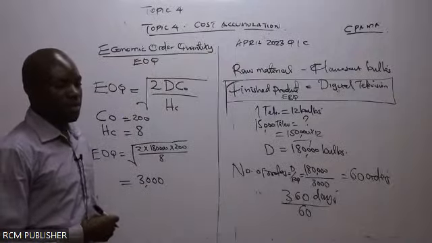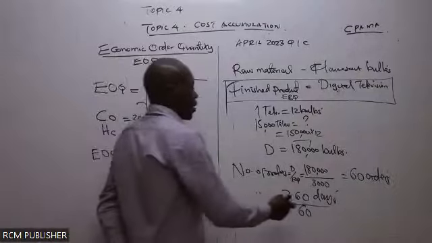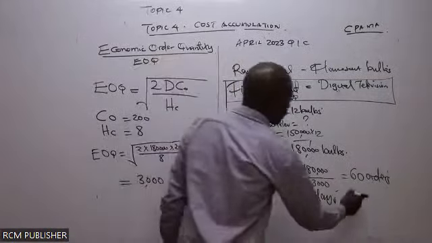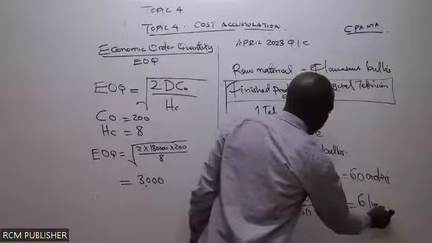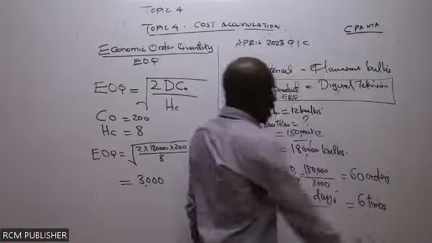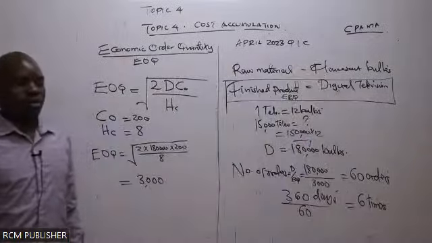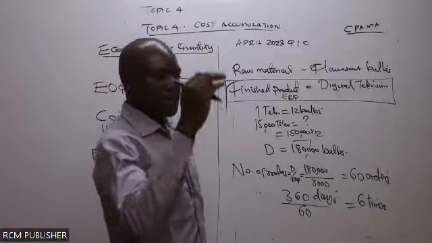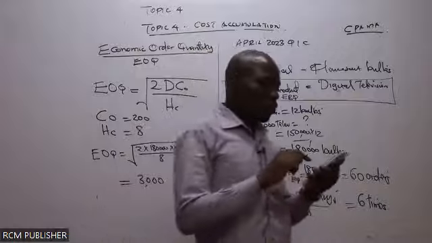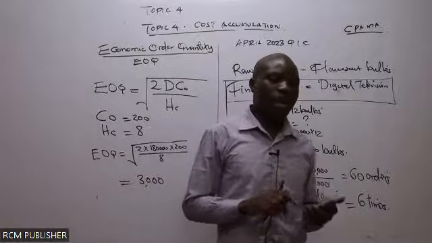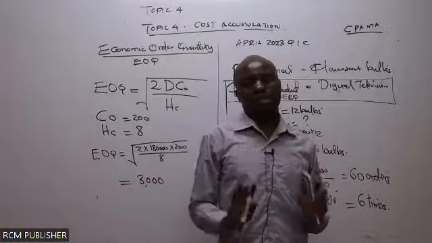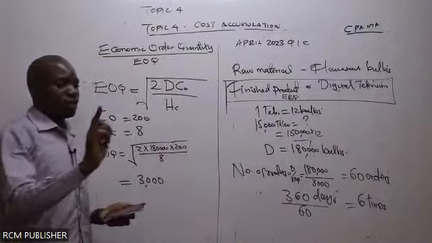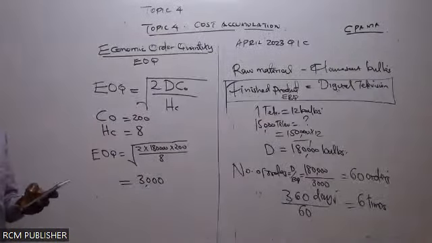So how many times will they make these orders? How many times? 6 times. So that is what you are required to do in that particular section, and you just have your free 6 marks. That is what you are required to do in that particular section.